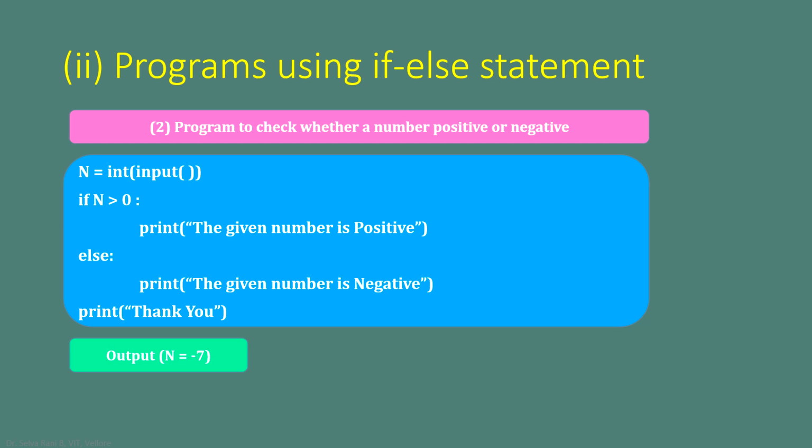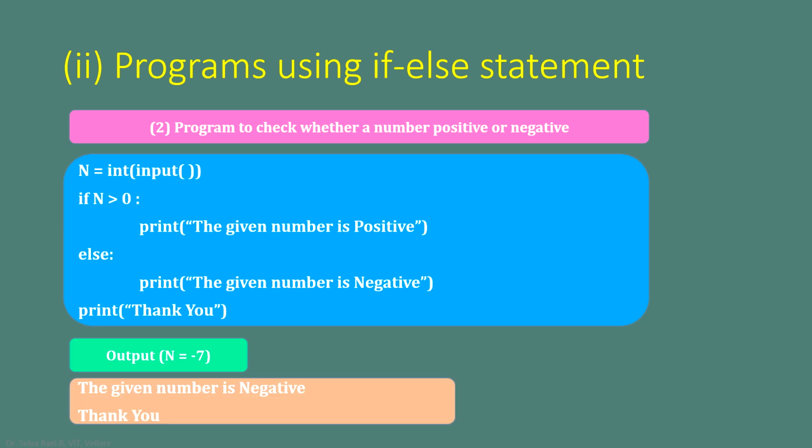Let us assume that the value of n given is -7. -7 greater than 0, the condition is false. So the interpreter will come to the else block, where we have the message the given number is negative. And hence we get the output the given number is negative on the screen, followed by the thank you message. Hope you understood the simple if statement and if-else statement in Python.